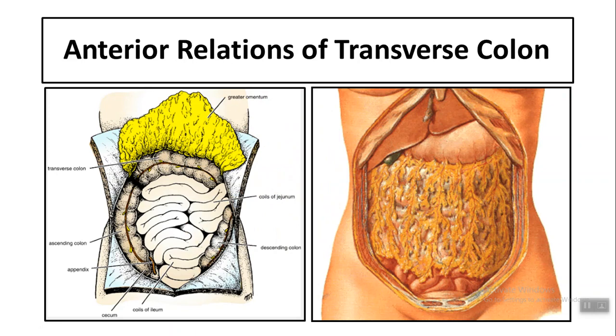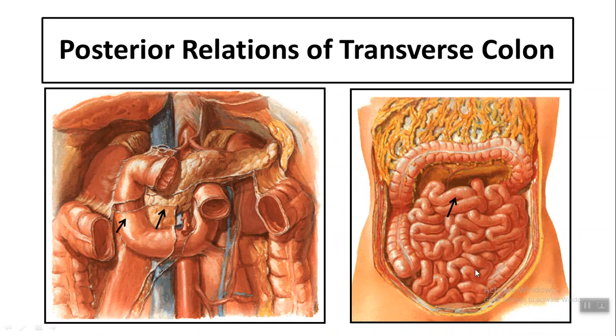What are the anterior relations of the transverse colon? The greater omentum and the anterior abdominal wall. What are its posterior relations? The second part of the duodenum, the pancreas, and the coils of the small intestine. All these structures lie posterior to the transverse colon.